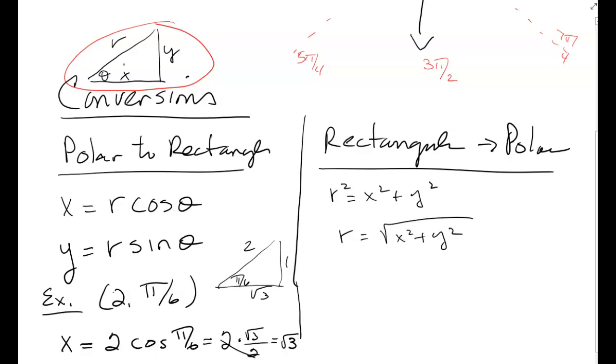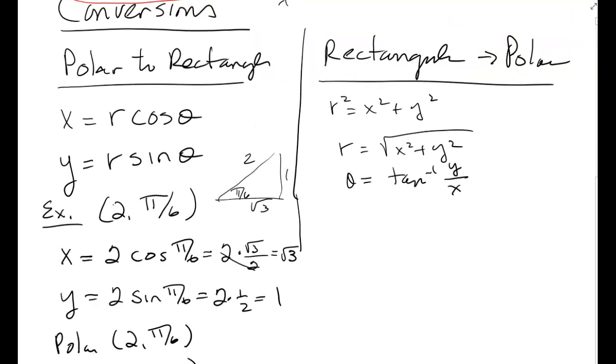Now, theta, if you put a theta there, what's a relationship that links theta with just x and y? That would be tan. So if I solve for theta, theta equals inverse tan of y over x. And these are the two that you would utilize.